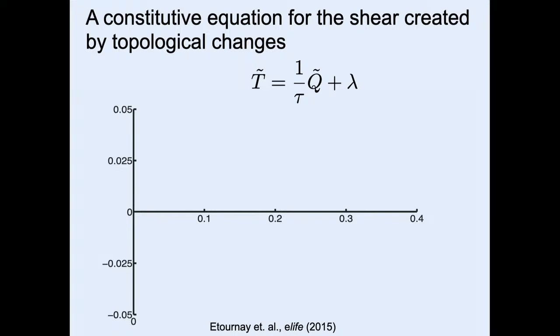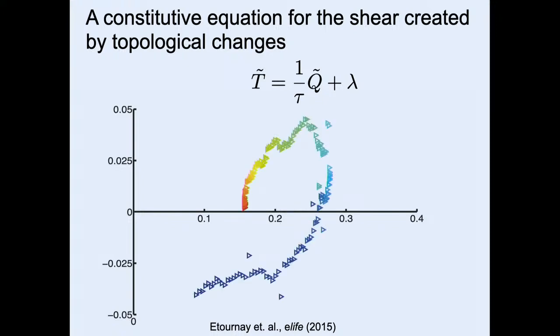Now, what will be the behavior of T versus Q? It is linear, clearly, the way we have written the constitutive equation. So this will be something like this. If we plot the experimental data, it looks like this. So clearly something is wrong.